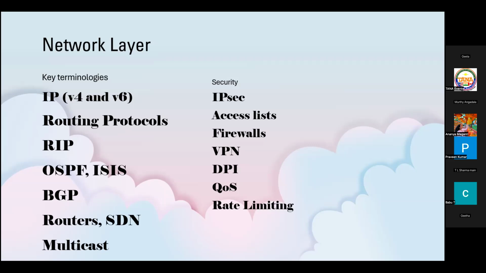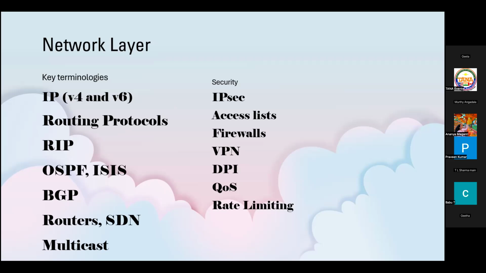But the SDN benefit is elasticity, and then multicast. This also operates in the network layer. What is multicast? It's like our Zoom call. Everyone joins, one person is talking and everyone else is listening. So this is called multicast.